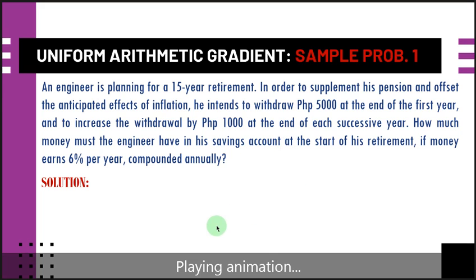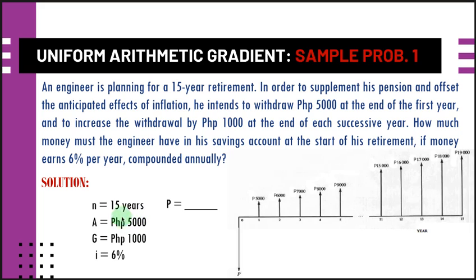So proceeding, we have these given parameters here. N is 15 years, A is 5,000, and the gradient J is just 1,000, since the withdrawal was increased by 1,000 pesos at the end of each successive year. That's why J is just 1,000 pesos, and our I is 6%.